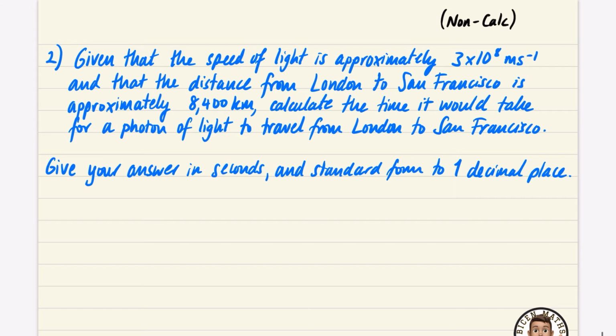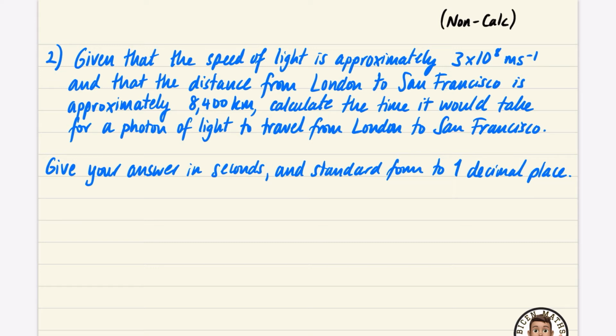Okay, so here's a non-calculator style question. It says, given that the speed of light is approximately 3 times 10 to the power of 8 meters per second, and that the distance from London to San Francisco, which is in California, is approximately 8,400 kilometers, calculate the time it would take for a photon of light to travel from London to San Francisco. Give your answer in seconds and standard form to 1 decimal place.